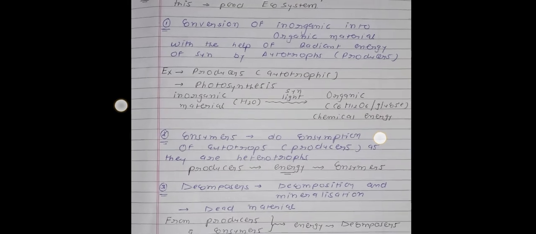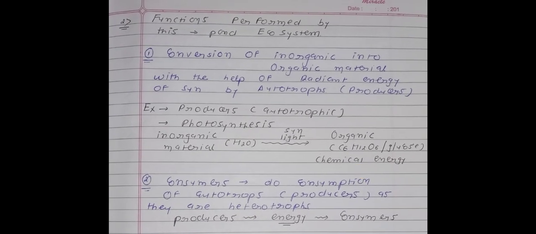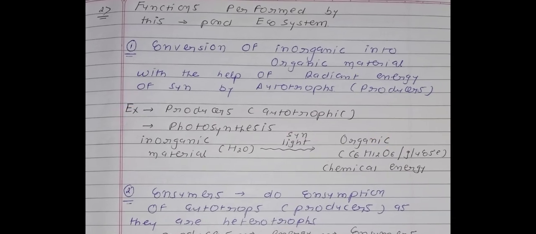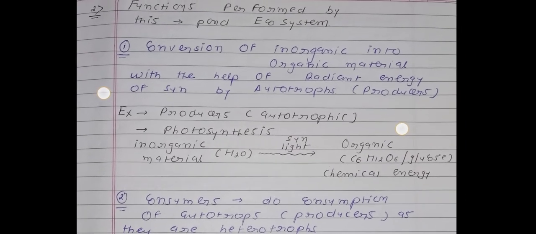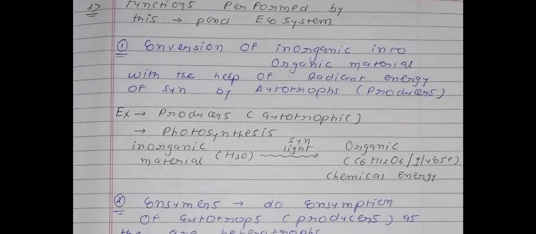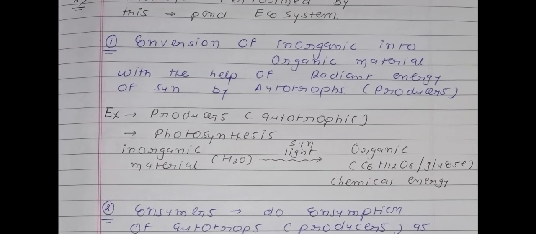Okay, now see, what will be the functions of the ecosystem? The functions performed by this pond ecosystem are as under. First one, see, in this ecosystem, conversion of inorganic material into organic material will be there with the help of radiant energy of the sun by autotrophs. See, what is the meaning of this? In this ecosystem, inorganic materials are converted into organic materials with the help of what? With the help of solar energy. By what? By producers.